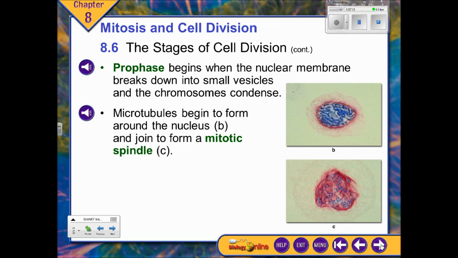Now, in the video, remember, it talked about prometaphase. I'm not worried about that. Prophase is a long phase. It takes time. As you can see, the B looks very different than the C. We're just going to group them all together as prophase. If you're curious, though, C would be prometaphase. It's moving on. It's getting closer to metaphase.